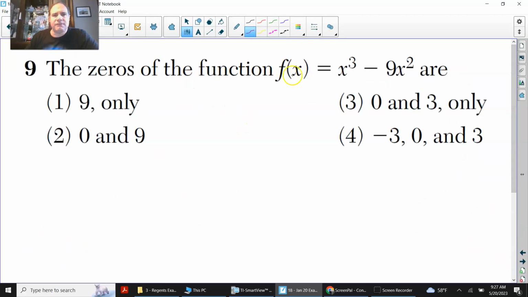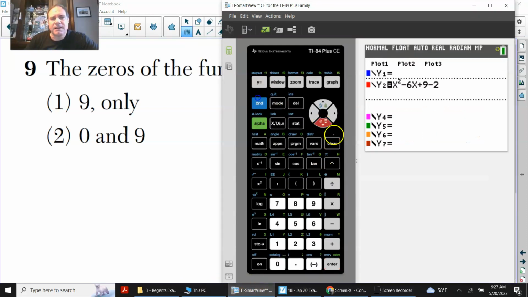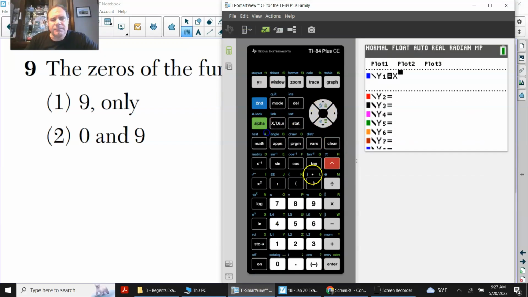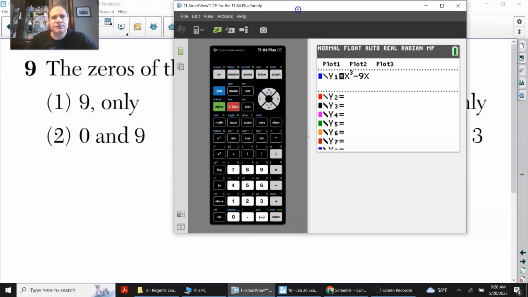For number 9, the zeros of the function. Remember, the zeros are the x-intercepts, where the parabola crosses the x-axis. There's really only one way to do this: grab your calculator. You're going to clear it out from the last time. You're going to put x to the third minus 9x squared. Let me just make sure. Yeah, it is 9x squared.